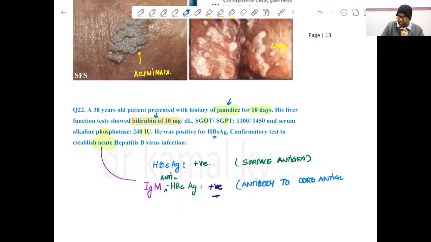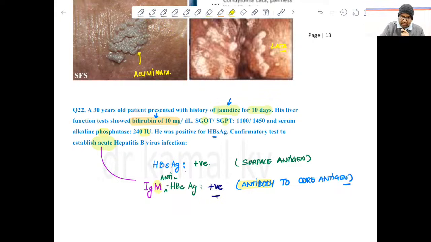Clear? So please remember this is antibody to core antigen, because core antigen is never seen. It is only the antibody which is seen, and that too is specifically IgM. Because if you get IgG, then it's just chronic infection. Clear? So make sure you don't mix up. This is a very important segment. Always and always we have a question from here.